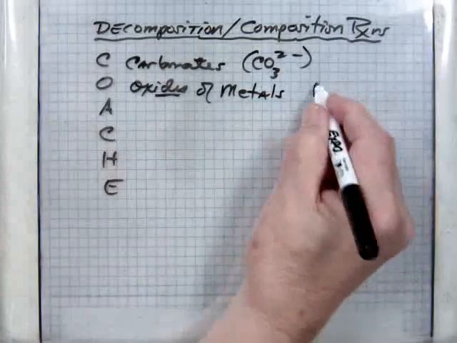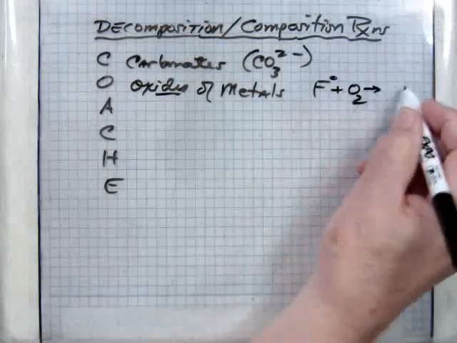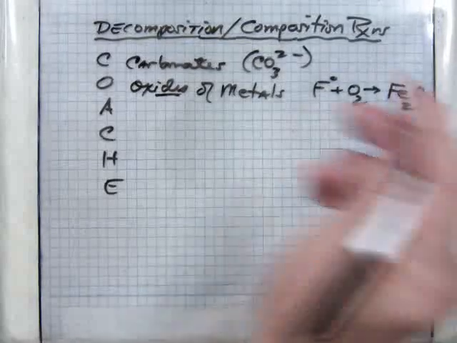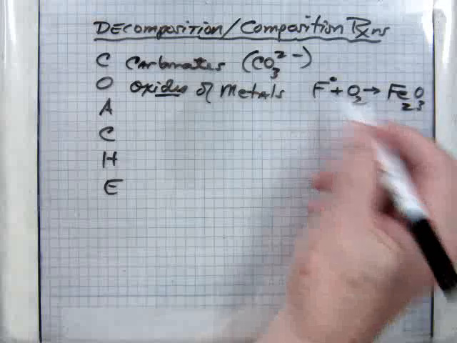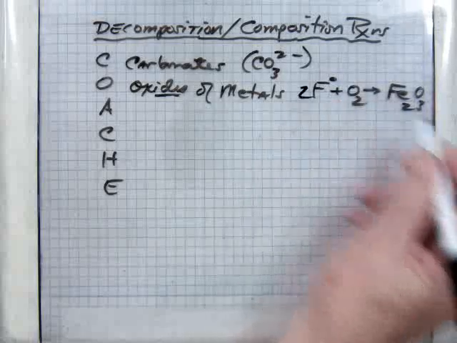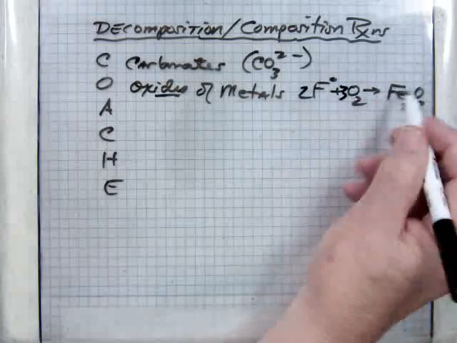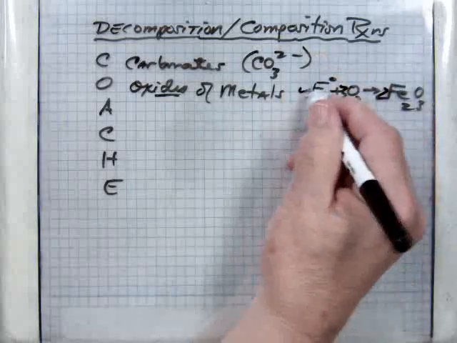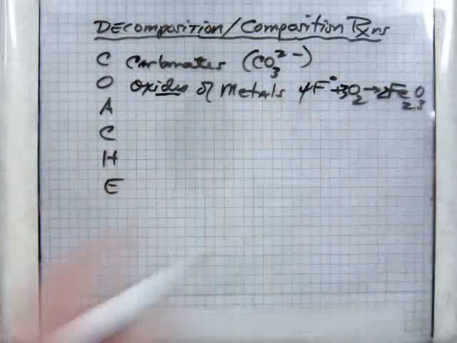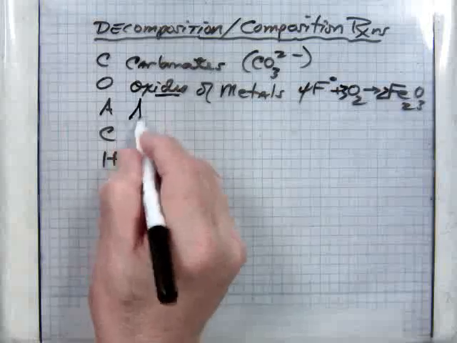So you would have iron, say, iron plus O2 going to Fe3O4, and then you'd have to balance this, something like this, where you'd have iron 3, so you would have 2 irons, and you'd have to balance your oxygen, so let's do a 3 and a 2 and a 4. There we go. That balances it out. Like that. Acids.